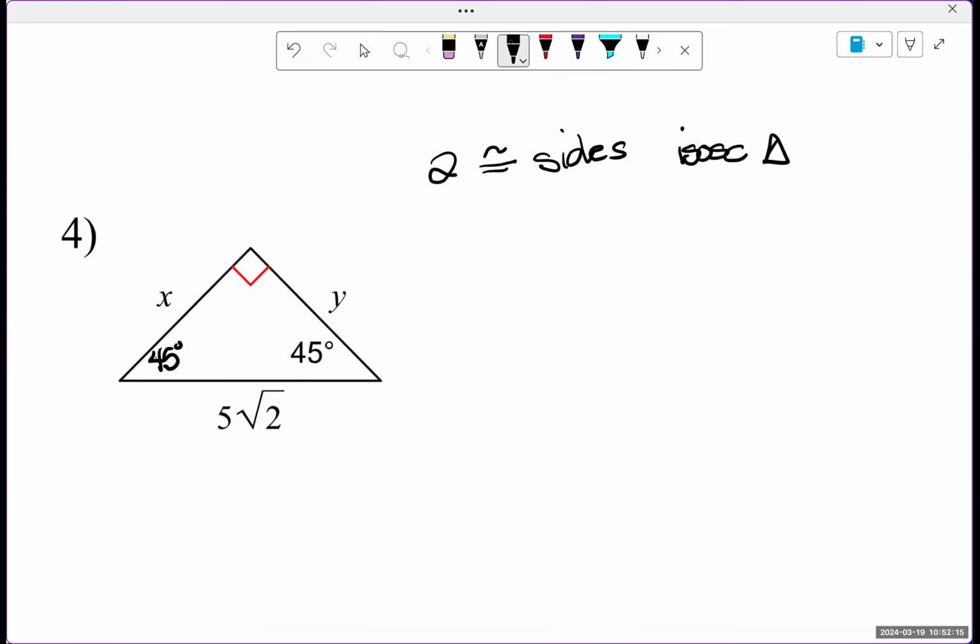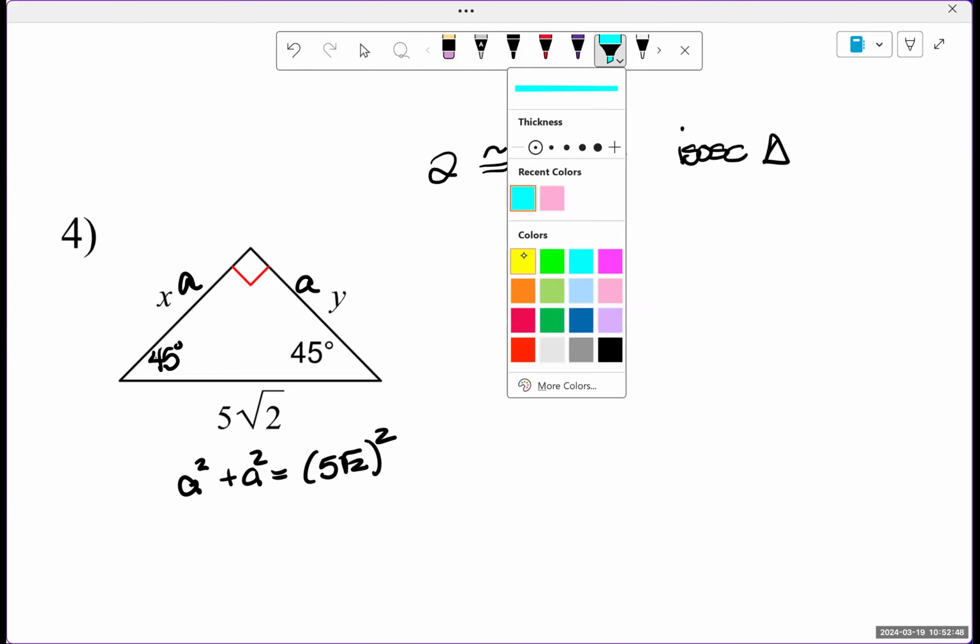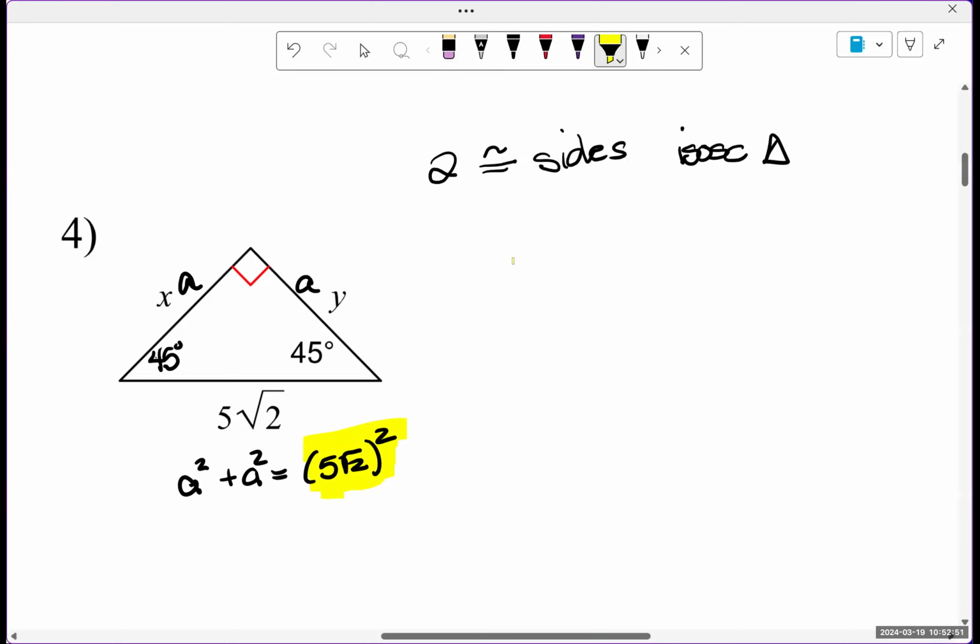Okay, if 2 base angles are congruent, then opposite sides are congruent. Yeah, so I could call this A and this A. They're going to be equal to each other. So let's use the Pythagorean theorem. A squared plus A squared equals 5 rad 2 squared. Okay, hold on. I don't know how to do this. 5 rad 2 squared.